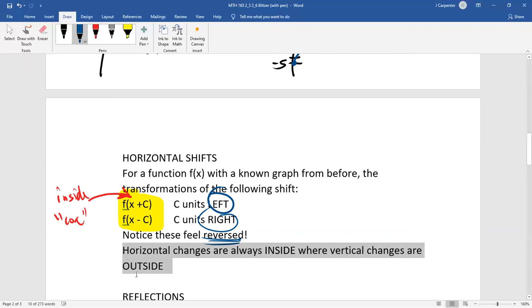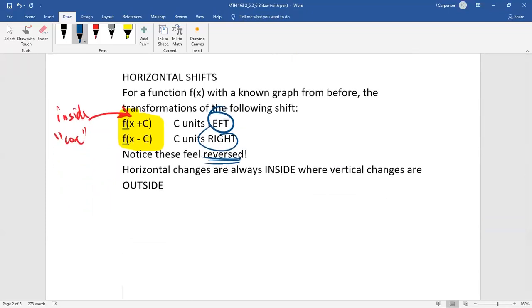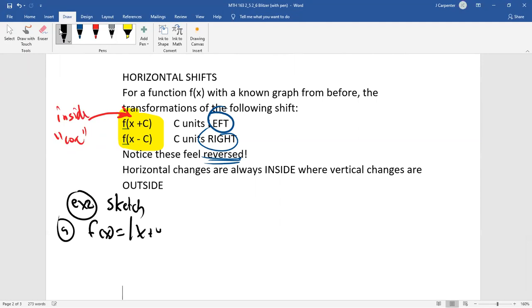So before we get to reflections, we're going to do some examples with this, of course. So example 2, sketch. And this might be the last thing we get to. We're pretty close on time. f of x equals absolute value of x plus 4, where the plus 4 is in the absolute value. Inside means it's a horizontal change. So this is going to be a left or right change. If that plus 4 had been over here, this would be a vertical change, specifically up 4. But it's not, so it's not.